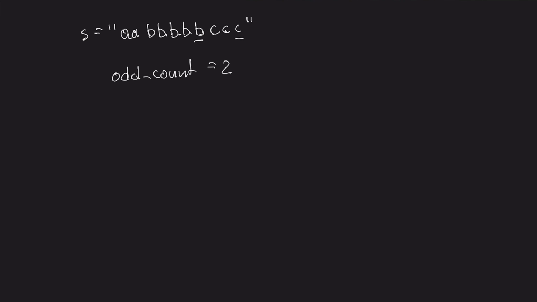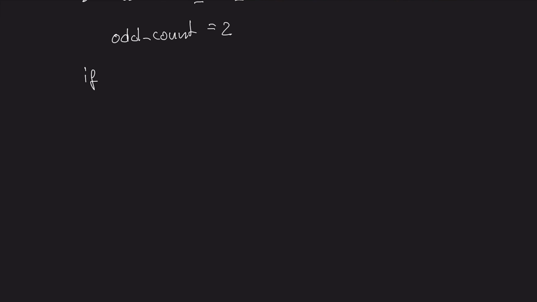Now, once we know that, we can return the result using the following logic. If our odd count equals 0, that means that all the letters in our string appear an even number of times, so we can use them all in our palindrome, and we can simply return the string size.